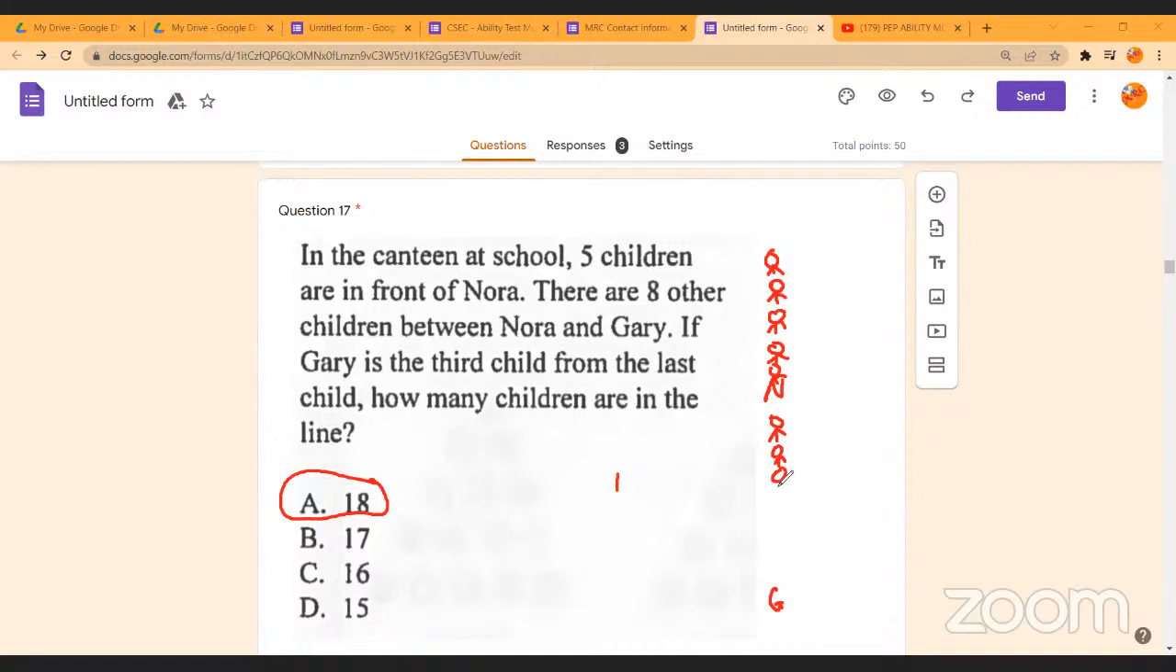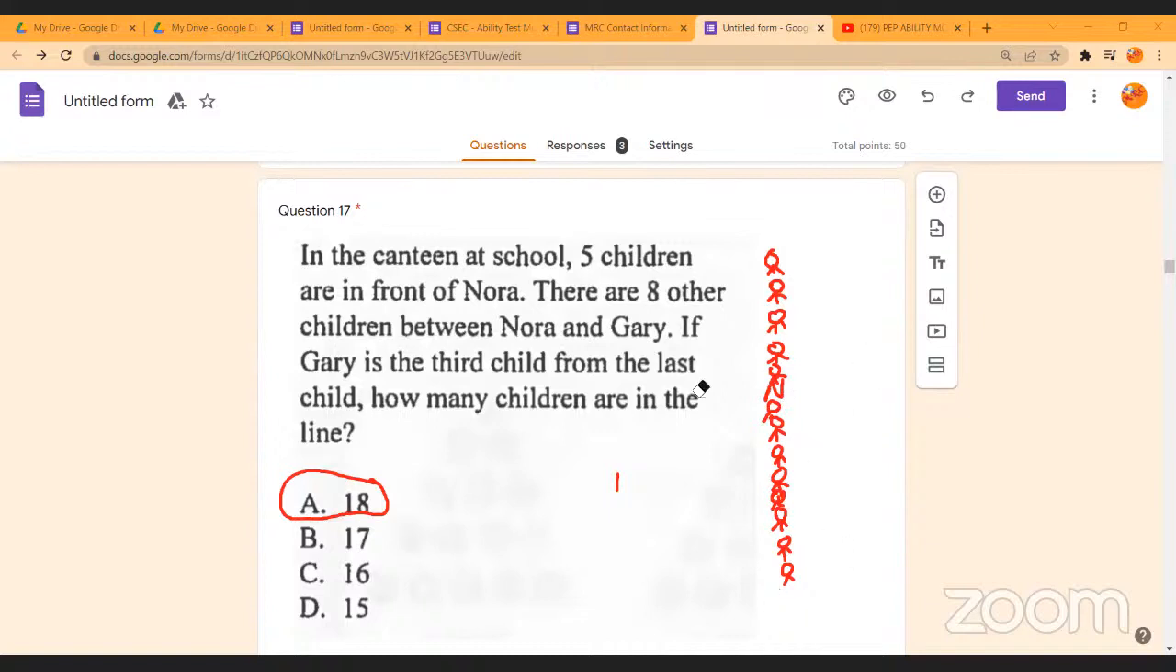2, 3, 4, 5, 6, 7, and I put in 1 right here, 8. All right. So we have 8 children. What happens next?